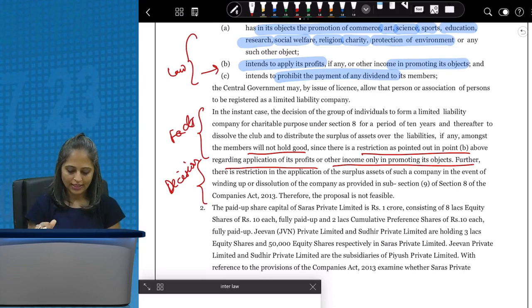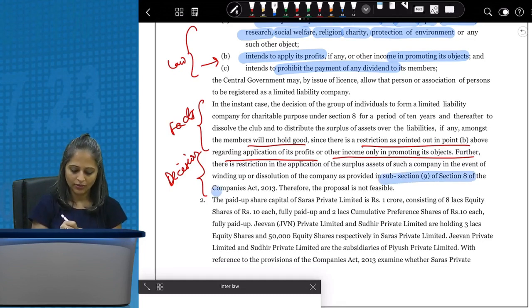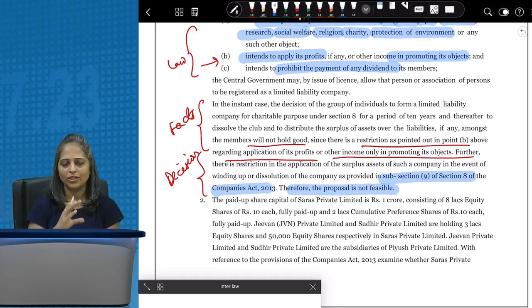So you will say that further there is a restriction in the application of surplus assets of such company in the event of winding up or dissolution as provided in subsection 9 of section 8 of the Companies Act. Therefore, the proposal is not feasible. So, what is this restriction?